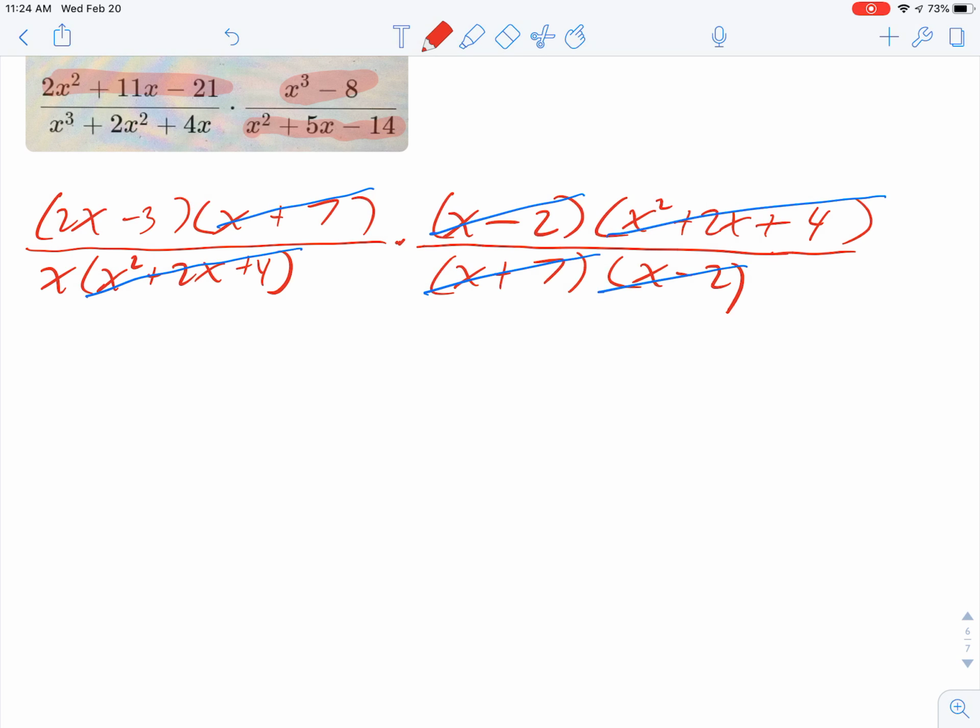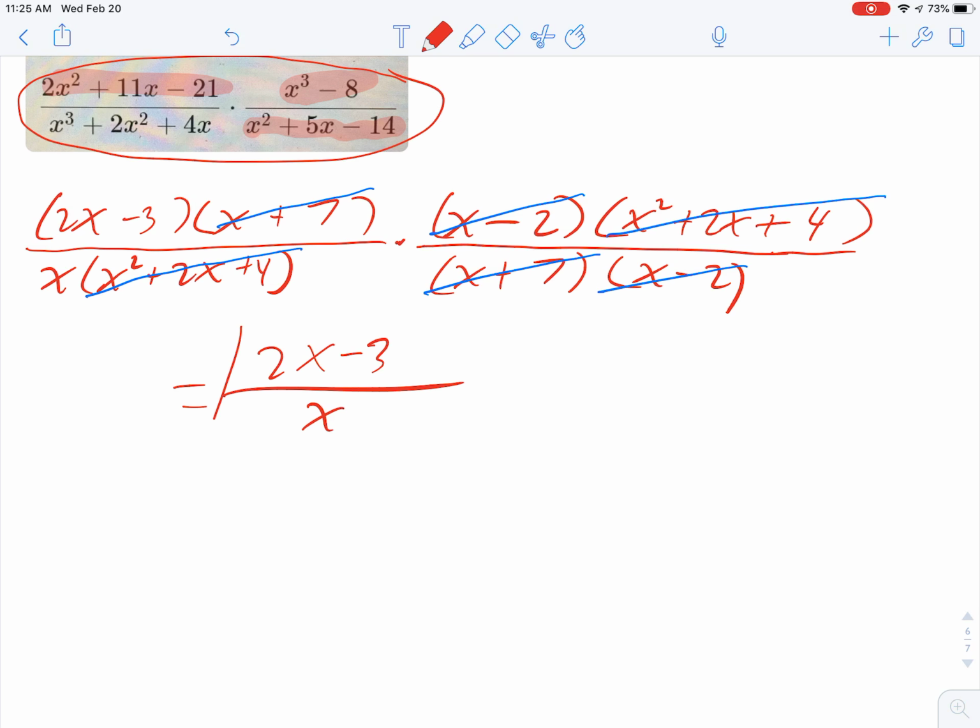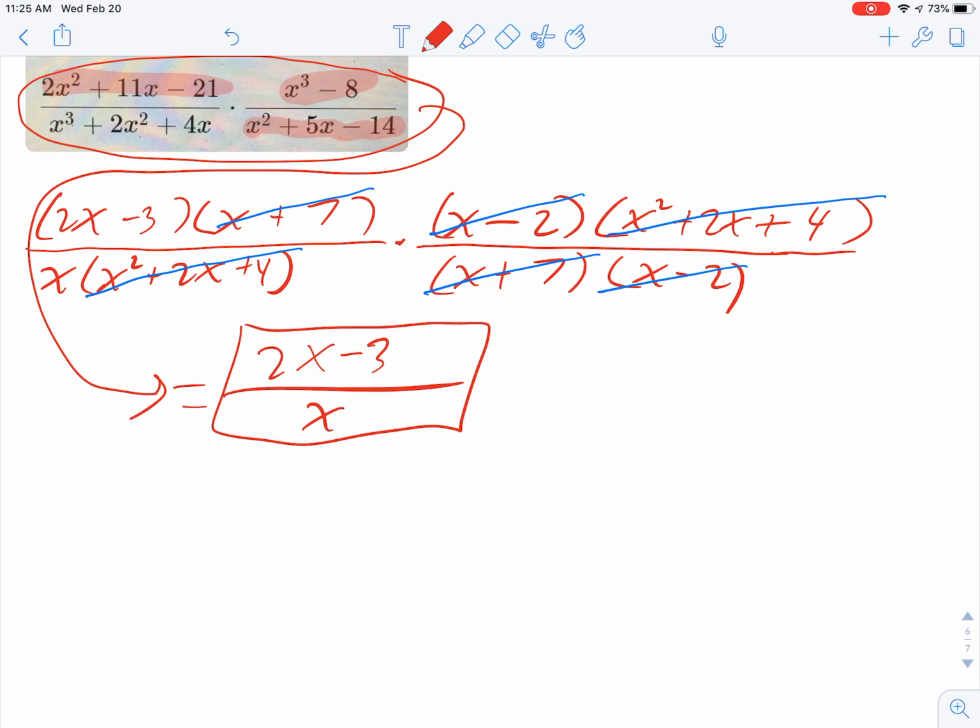And now if you look, all we have left on the top is a 2x minus 3. And on the bottom is simply an x. And so that big, ugly mess, this whole thing actually is equal to 2x minus 3 over x. Just a side note here, the whole point is that those two expressions are equal. That big ugly thing and this thing are equal. So if you picked x values and plugged them into this original problem, and then plug that same x value into this, you will get the same answer with some exceptions.